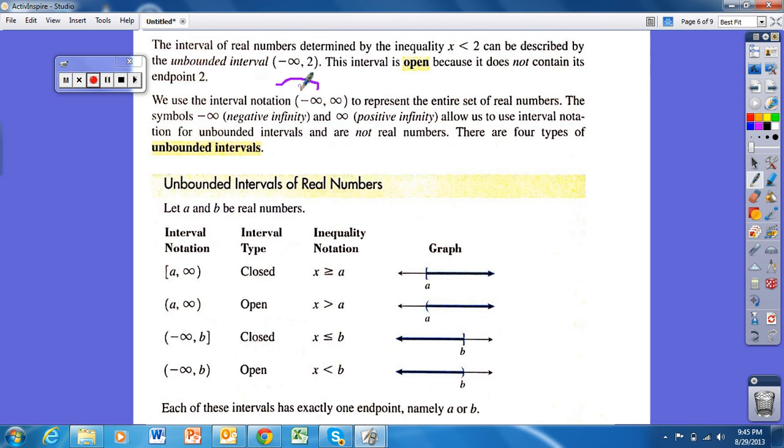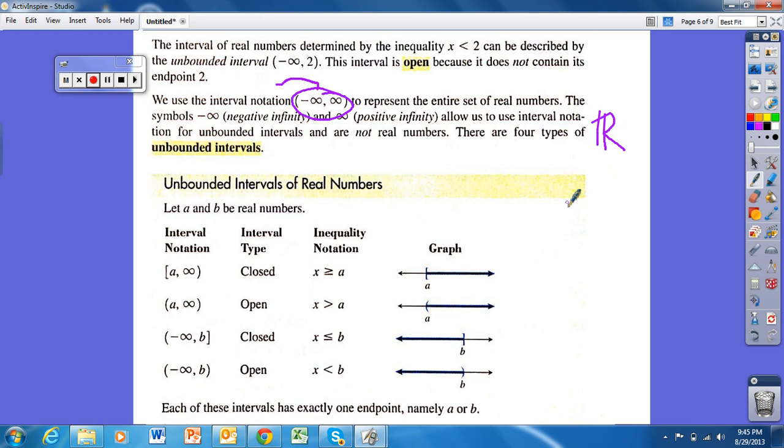We use the interval notation to represent the entire set of real numbers, -infinity to infinity. That's how you say all real numbers. Sometimes you see all real numbers written like this. That's also how you say all real numbers, but this is the most common in pre-calculus. -infinity is all the way to the left on the number line. Positive infinity is all the way to the right.